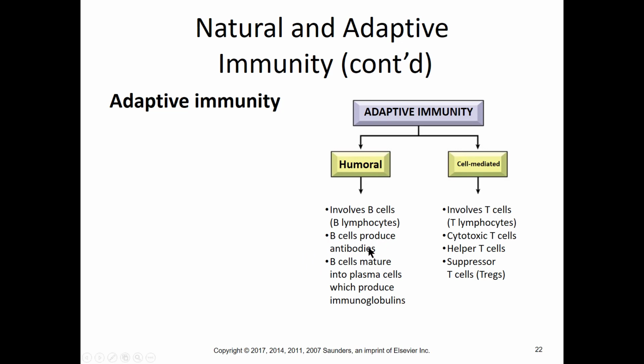So B cells produce antibodies. Pre-B cells mature into plasma cells. So remember that. Those plasma cells produce immunoglobulins. Without the B cells, we don't have immunoglobulins. So somebody who has, we will see later on, some diseases early in life, those kids don't have B cells. They don't have humoral immunity or adaptive immunity.